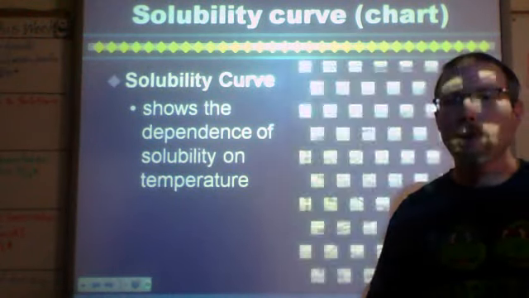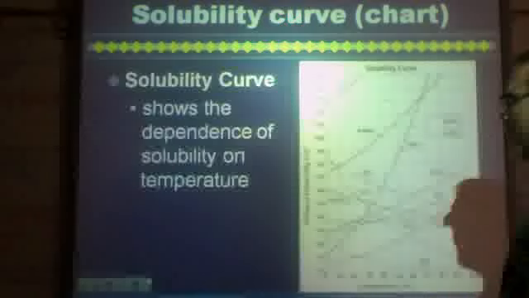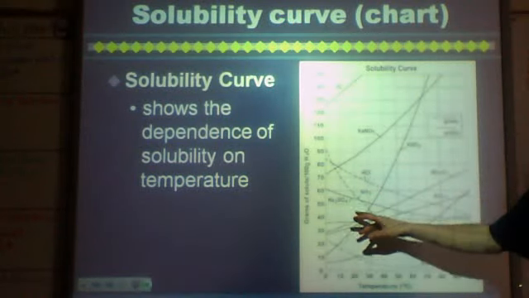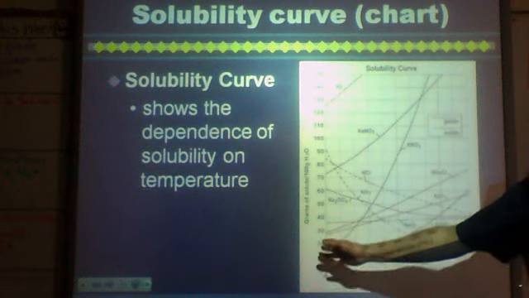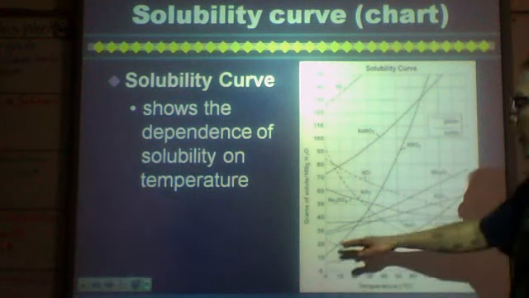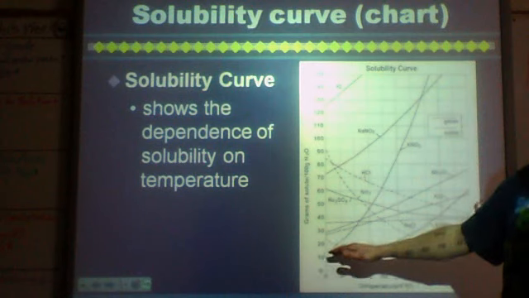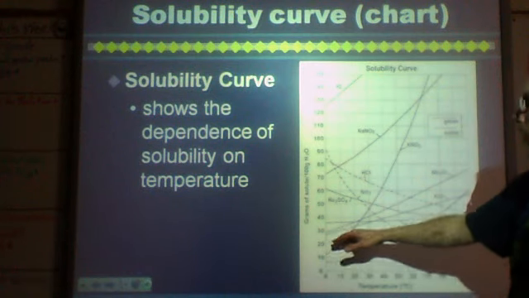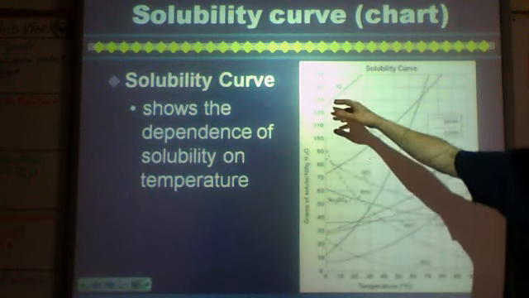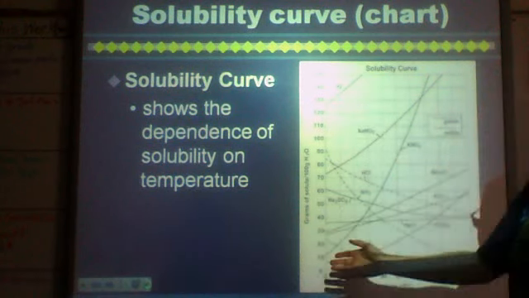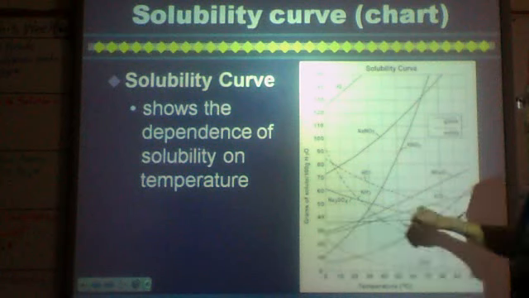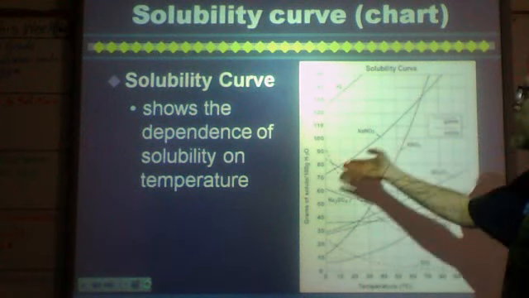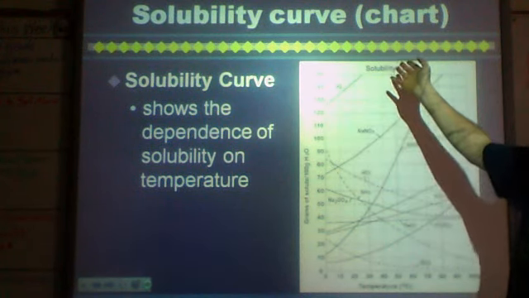Now we've got a solubility chart coming up right here. It shows you, well, actually several substances. And what you're looking at right here is a solubility chart. Down here on this axis, they have plotted temperature, and temperature increases from left to right. And they also have plotted how many grams of solute can be dissolved per 100 grams of water. Okay? And you see, for most of these lines, they curve up and to the right, which means that as temperature increases, most of these substances increase their solubility.